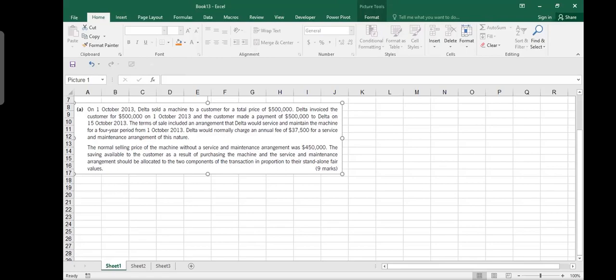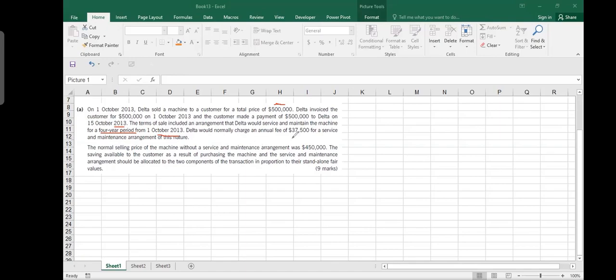It says that on 1st October 2013, Delta sold a machine to a customer for a total price of 500,000. Delta invoiced the customer for 500,000 on 1st October 2013, and the customer made a payment of 500,000 to Delta on 15th October 2013. So you received the cash as well. The terms of sale included an arrangement that Delta would service and maintain the machine for a 4-year period from 1st October 2013. So you are giving a 4-year service warranty.